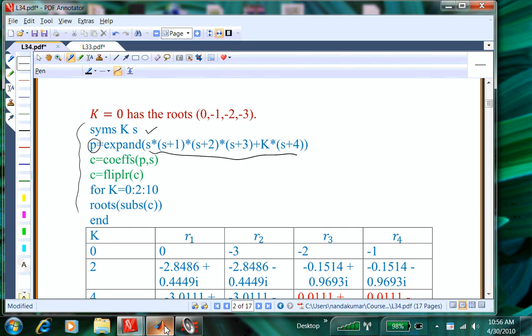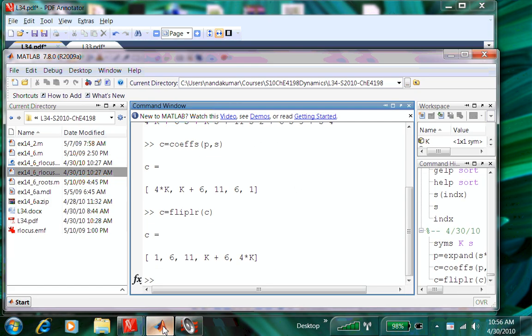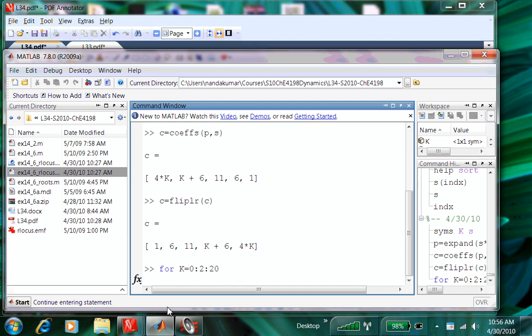So it's really not a very difficult task to write rlocus if you want to do that, right? It's not a magic. rlocus doesn't do any magical thing. All it does is have this kind of code, 4 or 5 lines. It's not very difficult. Okay. So for K equal to 0, 2, 20, let's do that. Okay. So R equals roots.